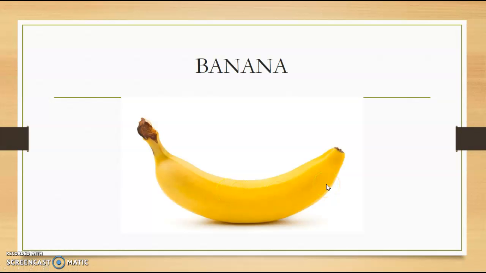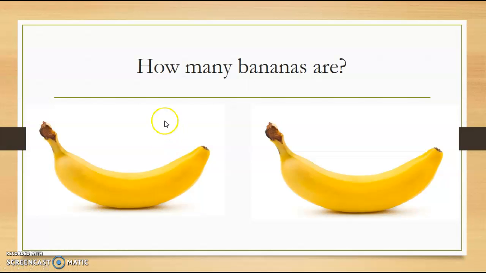Banana. Repeat with me. Banana. Very good. Plátano. Banana. How many bananas are? ¿Cuántas bananas o plátanos tenemos? One, two. How many bananas are? Two bananas. What color is the banana? The banana is color yellow.